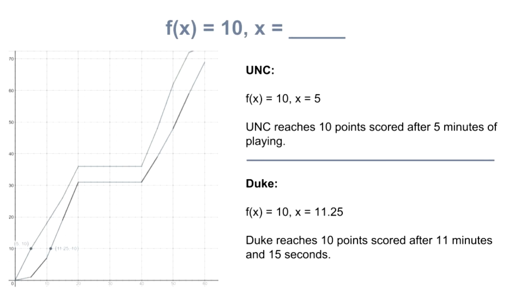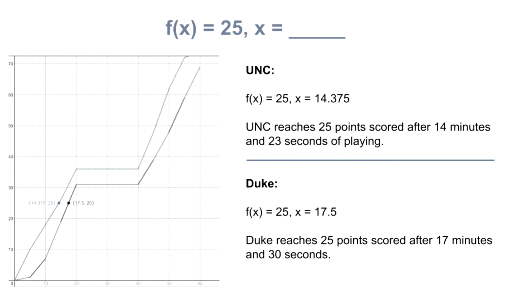For UNC, when y is equal to 10, x is equal to 5. This means that UNC reached 10 points scored after 5 minutes of playing. For Duke, when y is equal to 10, x is equal to 11.25. This means that Duke reached 10 points scored after 11 minutes and 15 seconds.